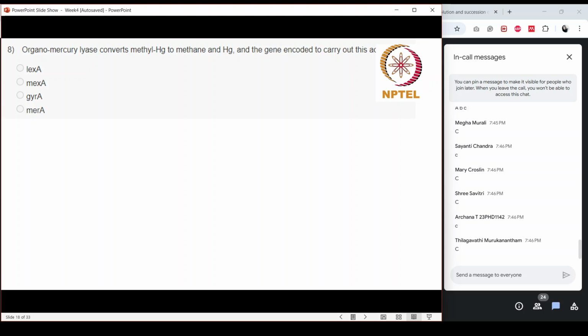And the gene encoded to carry this out is... what genes are required to carry out this operation? Methyl mercury to methane and mercury. Yes, the correct option is option D, that is MerA.